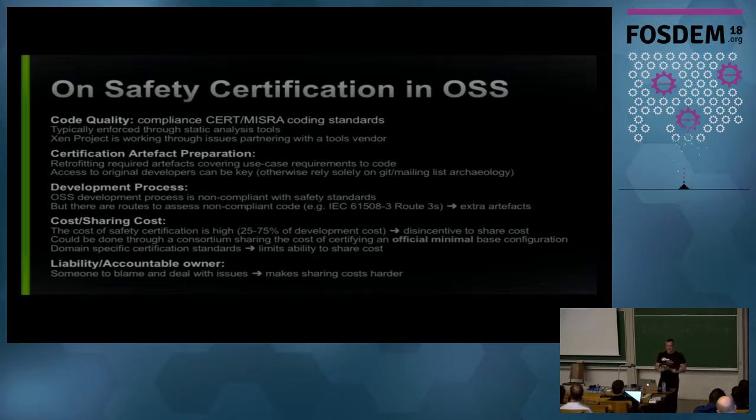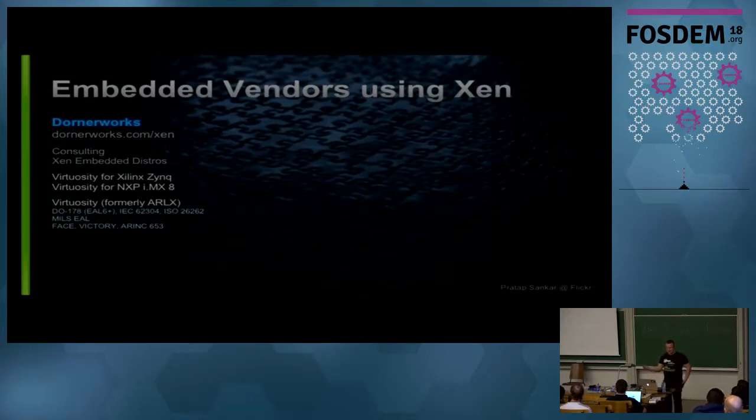The biggest thing is that you need to have somebody to blame if something goes wrong. And that's one of the main purposes of certification, really. So this is interesting, this is evolving. I don't know whether open source can play a role in there, but we're going to try. So let's look at some examples of vendors who are using Xen in embedded as well as in automotive, and a quick demo and then close.